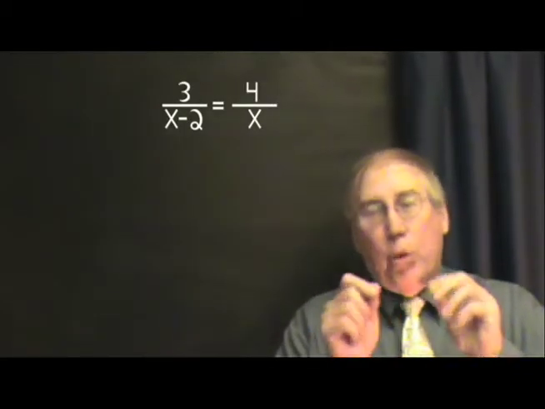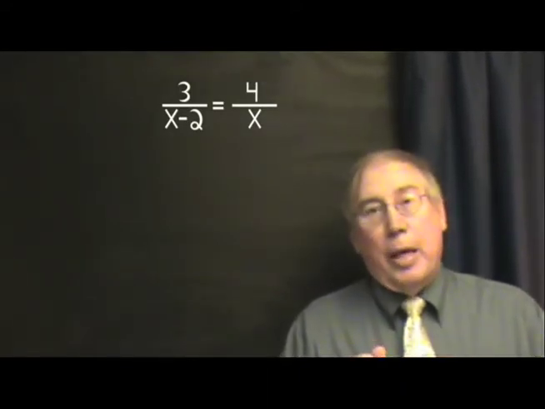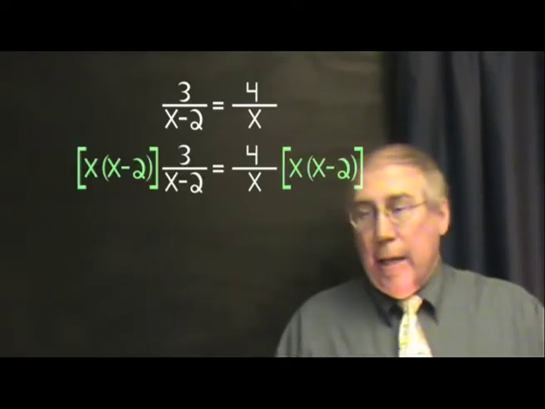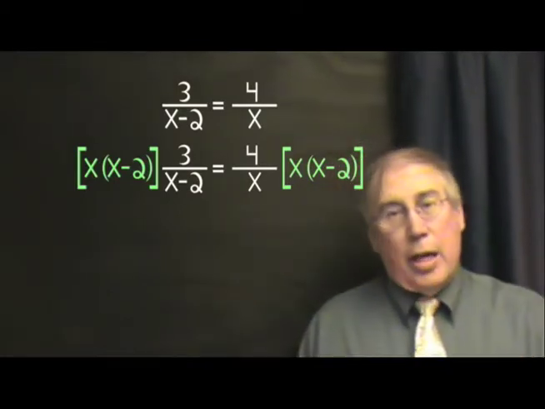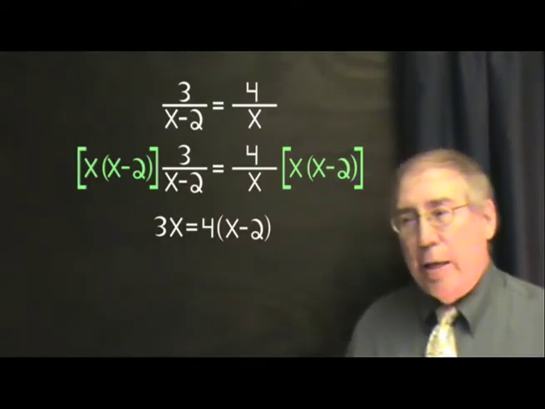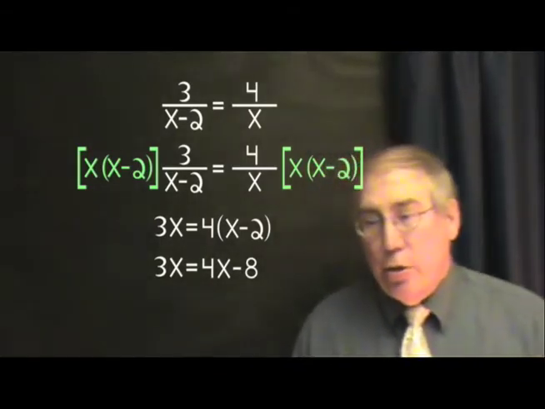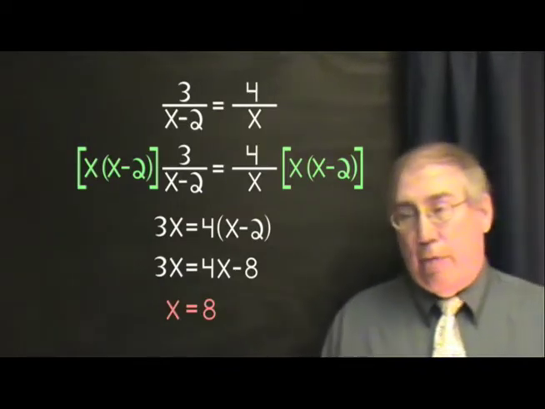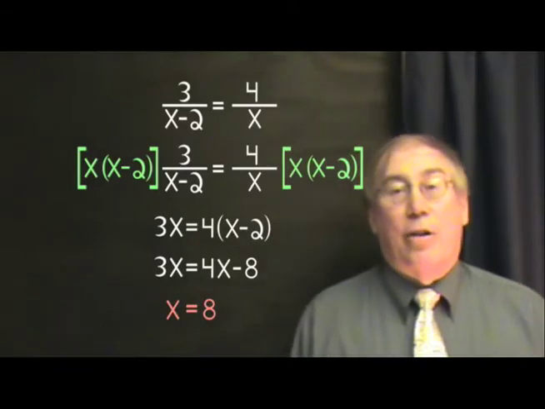involves multiplying through by the least common multiple. In this case, it will be x times the quantity x minus 2. So multiply both sides by that, and on the left hand side the x minus 2's cancel out, leaving you with 3x. On the right hand side the x's cancel out, leaving you with 4 times the quantity x minus 2. Apply the distributive property, and let's subtract 4x from both sides, and we eventually get x equals 8 as our answer.